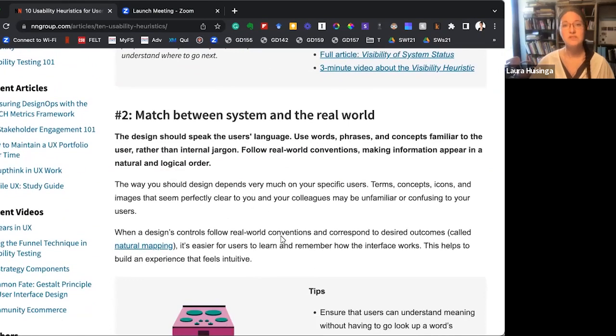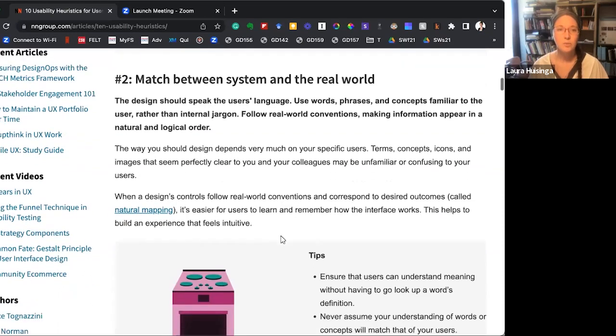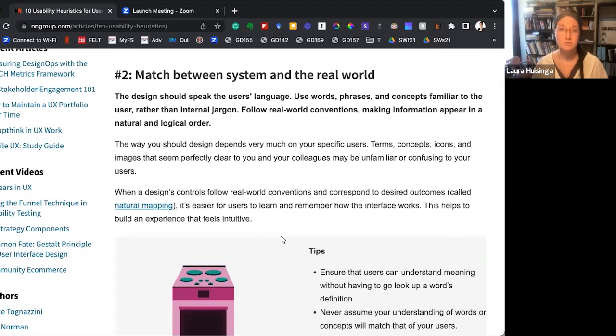A match between system and the real world. The design should speak the user's language, use words, phrases, and concepts familiar to the user rather than internal jargon. We want to follow real-world conversations, make information appear in a natural and logical order. The way you should design depends very much on the specific user. Terms, concepts, icons, and images that seem perfectly clear to you and your colleagues may be unfamiliar or confusing to your users. So when designing controls, follow real-world conventions and correspond to desired outcomes.